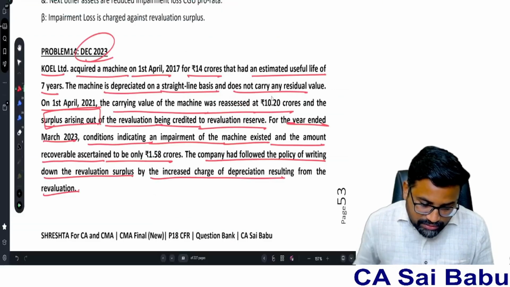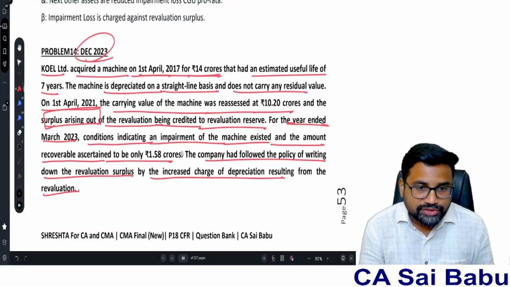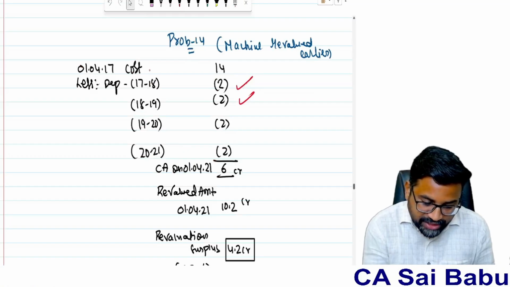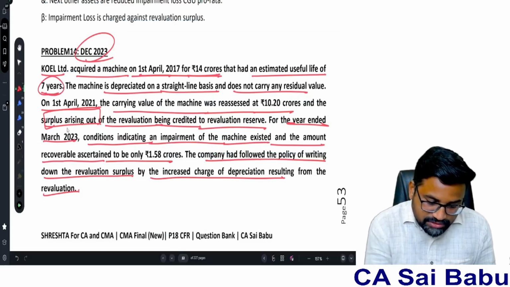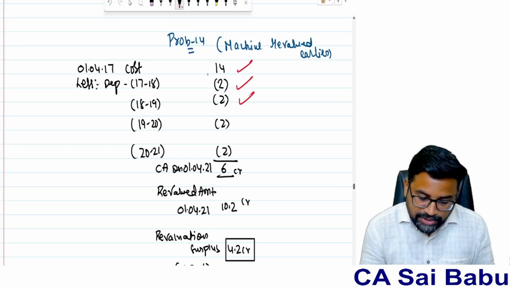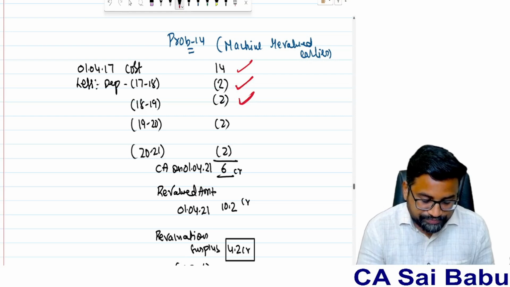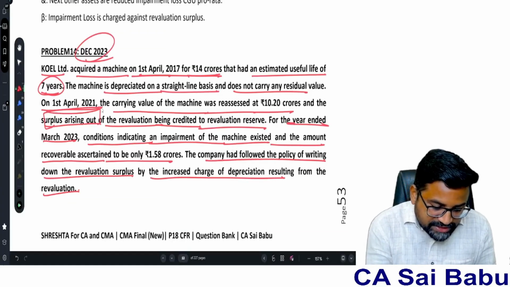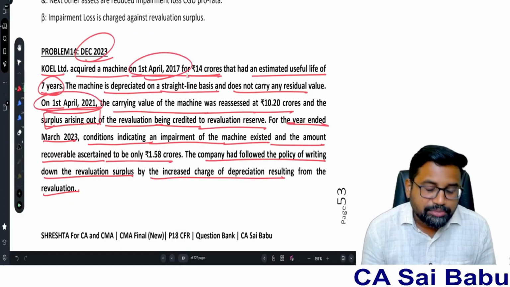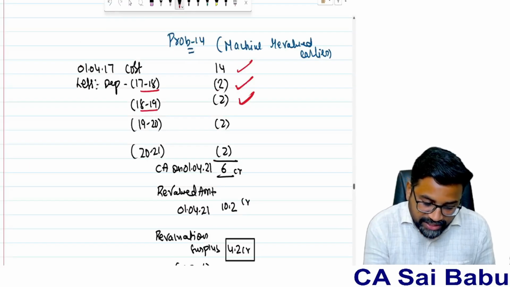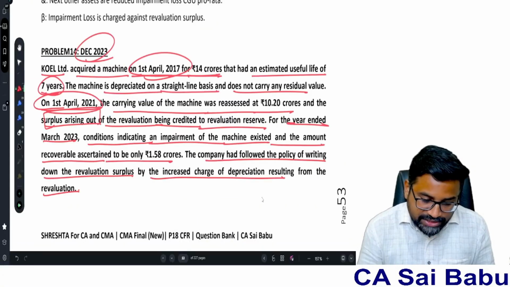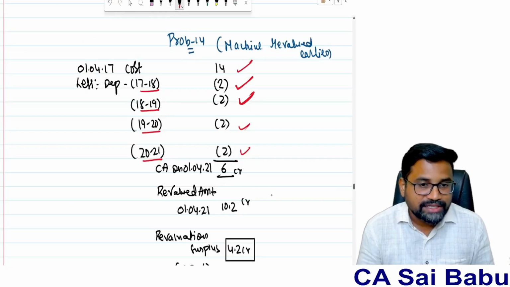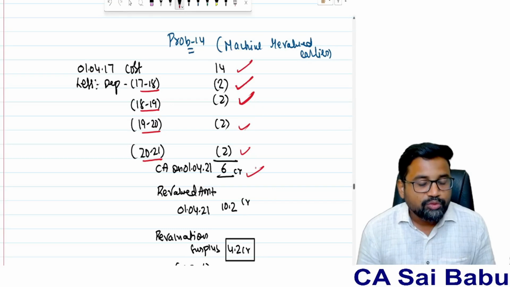Sir, what is the original cost of the asset? 14 crores. When? 1st April 2017. And what is the life? 7 years. No residual value. 14 divided by 7, that means every year depreciation is 2 crores. So on 1st April 2021, you purchased on 1st April 2017, so 17-18, 18-19, 19-20, 2021. Every year depreciation 2 crores, 2 crores, 2 crores, like that you provided. So after 4 years, what is the carrying amount?